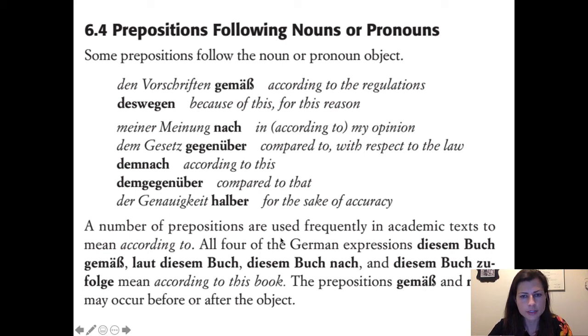A number of prepositions are used frequently in academic texts to mean "according to." For example, "diesem Buch gemäß," "laut diesem Buch," "nach diesem Buch," "diesem Buch zufolge." Those all mean "according to." So it's worth committing those to memory more or less, because you'll see those a lot.